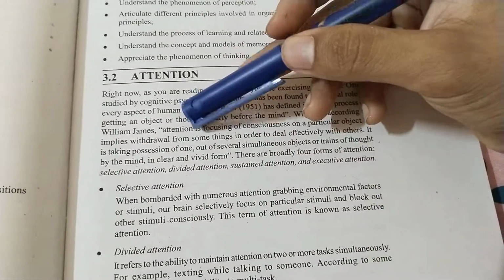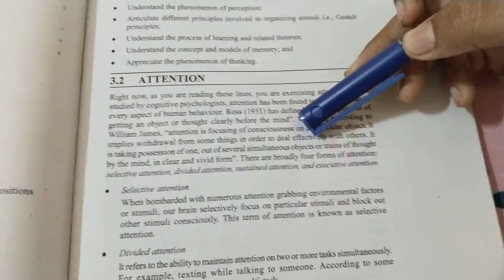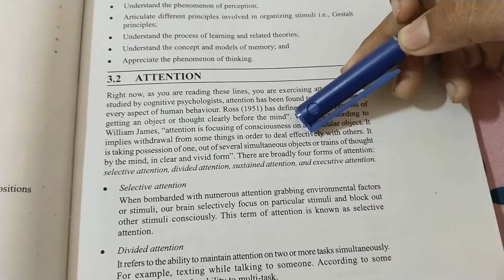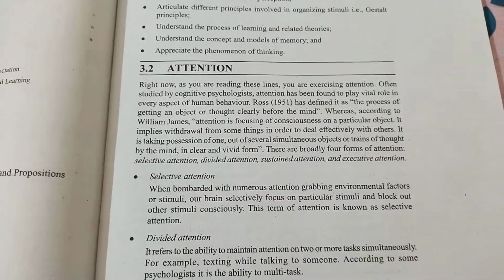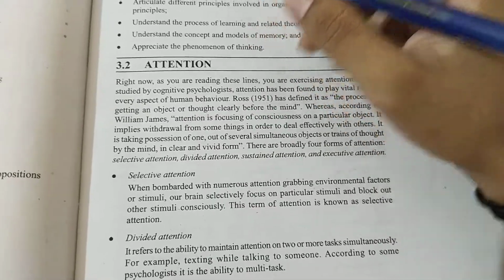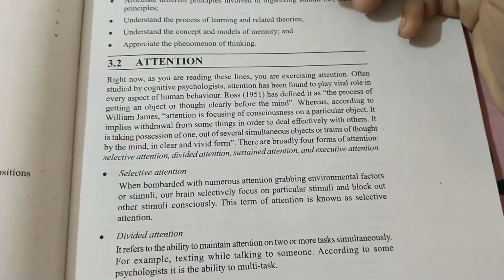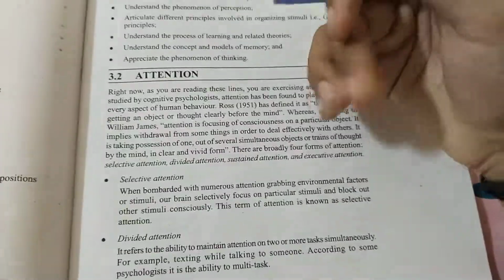Whereas, according to William James, attention is focusing of consciousness on a particular object. It implies withdrawal from some things in order to deal effectively with others. It is taking possession of one out of several simultaneous objects or trains of thought. So they are saying that you focus your consciousness on a particular object.